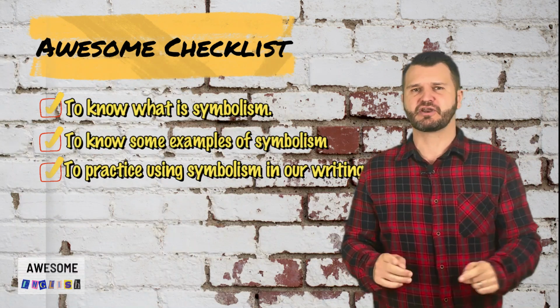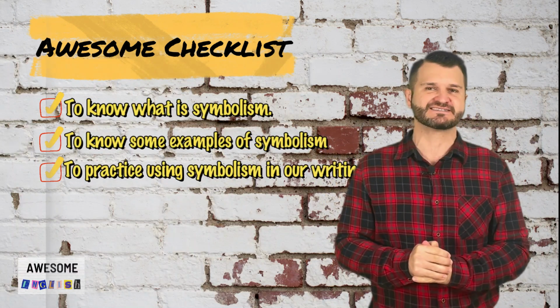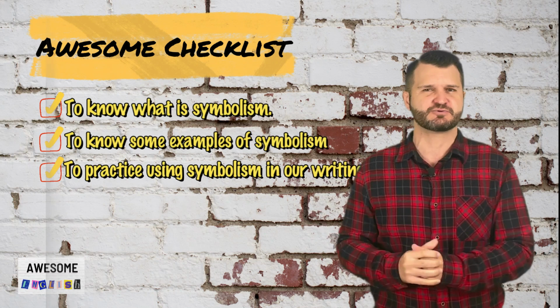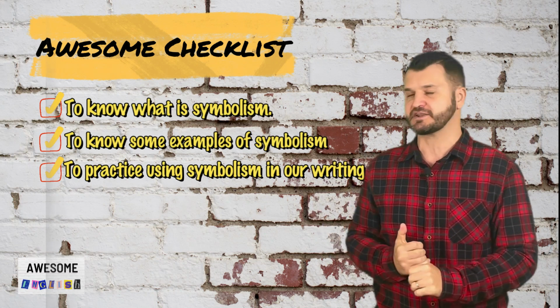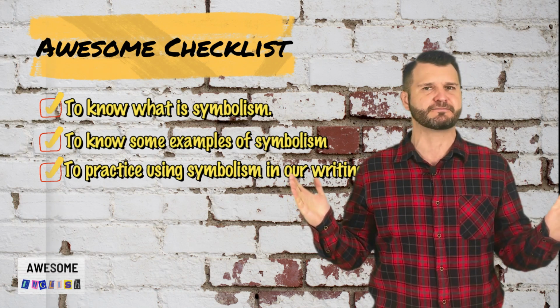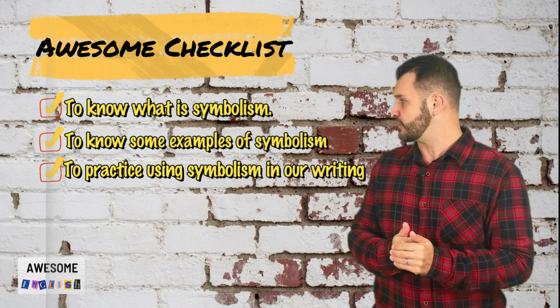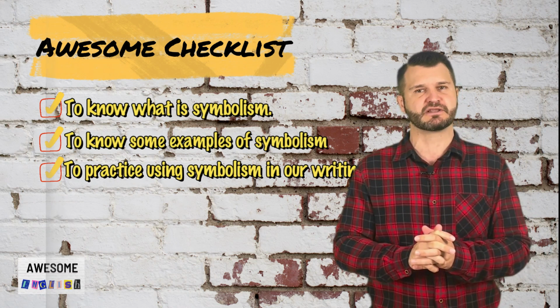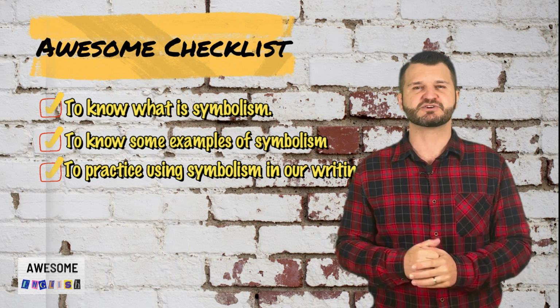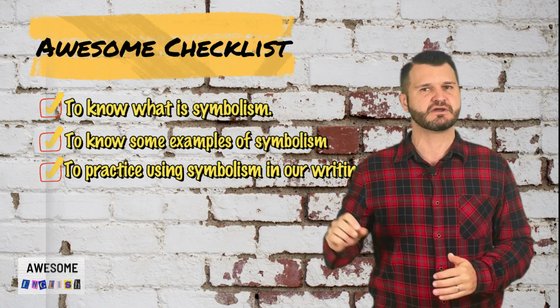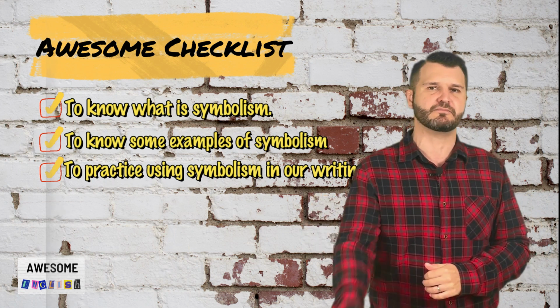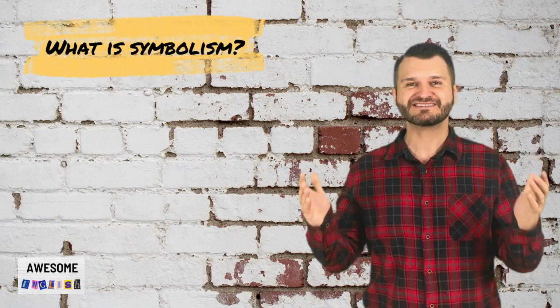Alright, let's check in on our awesome checklist for today's lesson. These are the objectives we want to achieve. So the first one is to know what is symbolism. Then to know some examples of symbolism. And finally, to practice using symbolism in our writing. Let's get moving. Alright, so what is symbolism?